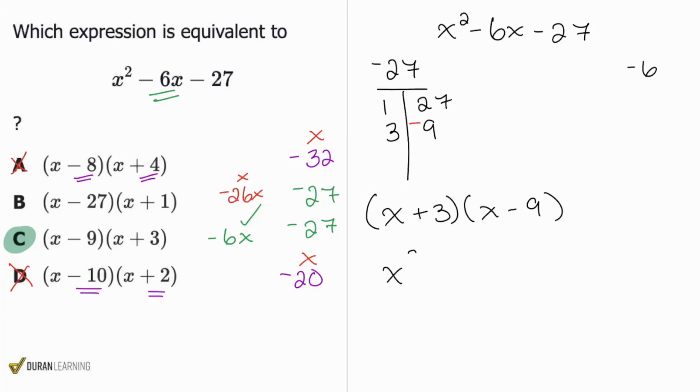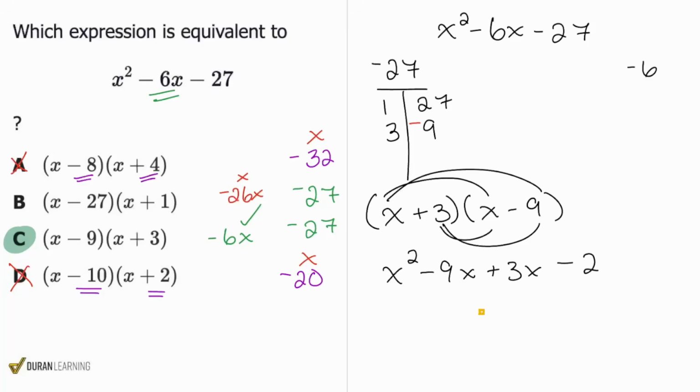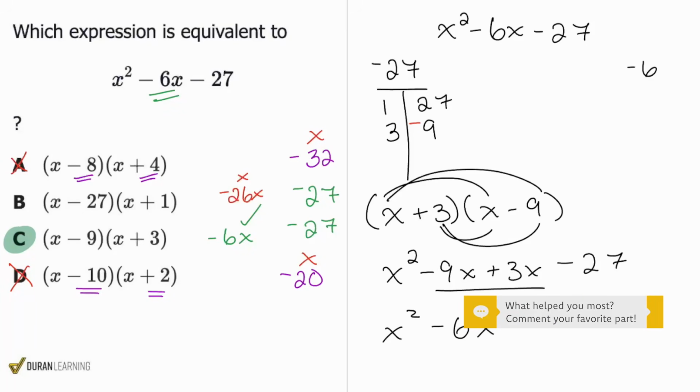We have x squared minus 9x plus 3x and then minus 27. Bring these together, and that's where your negative 6x comes from. And there we go. The correct answer here, again, proven, is answer choice C.